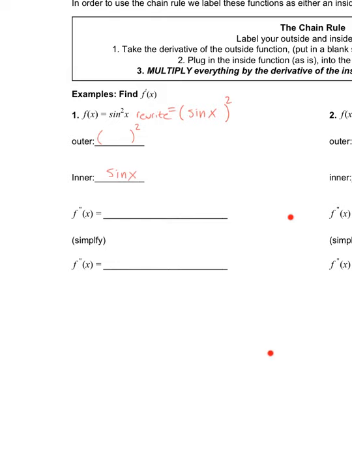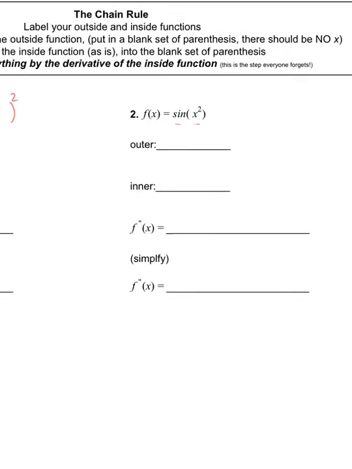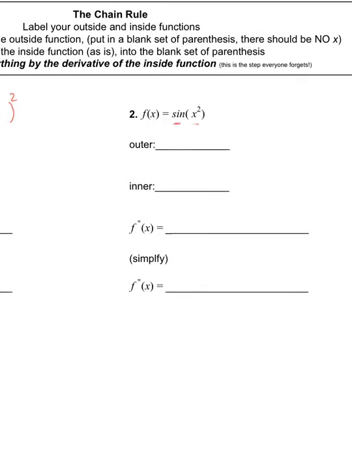If we wanted to look at example number 2 and figure out what's outer and inner here, you read this as we are taking the sine of x squared. We are sining x squared. So in this example, the outer function is sine and the inner function is x squared. We are doing this to this. The more you do this, the better you will get at recognizing what's outer and what's inner. It is hard, but you will get better at it the more you do it.